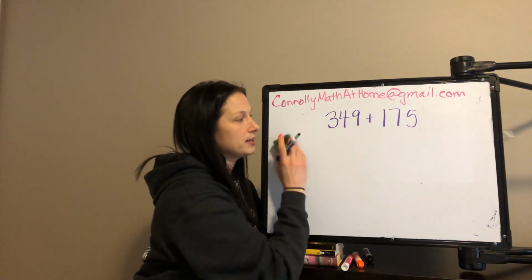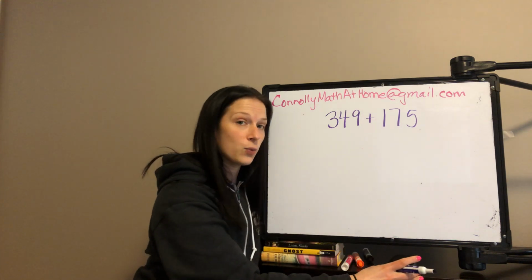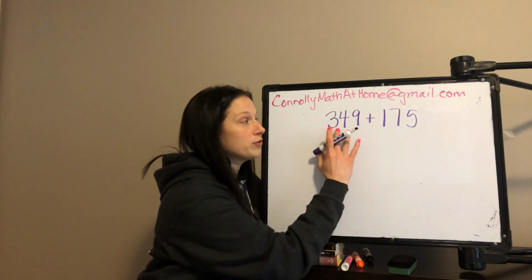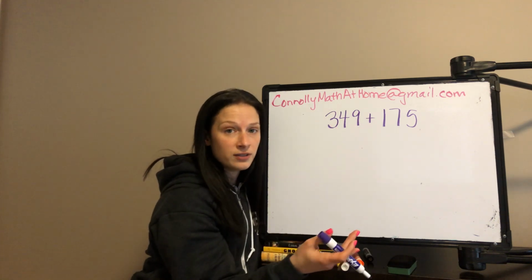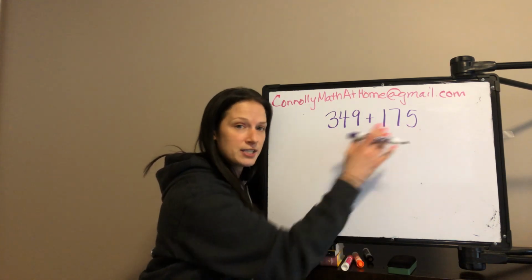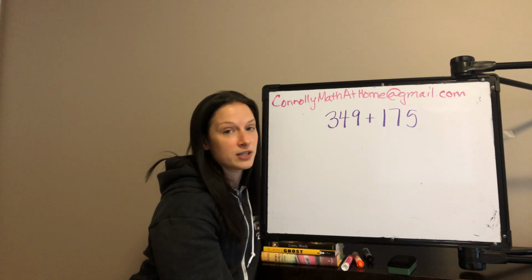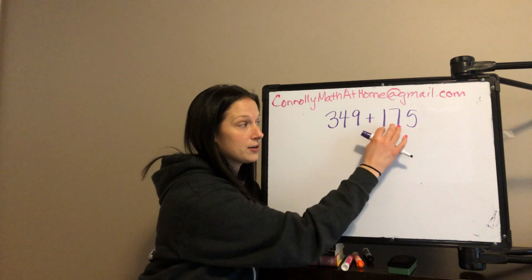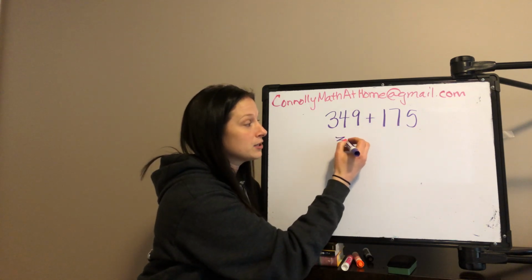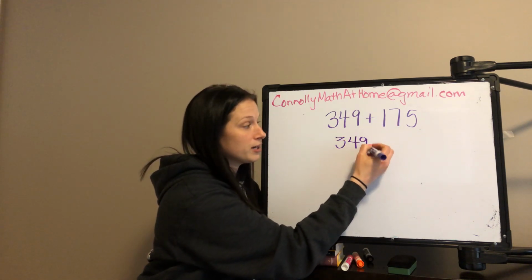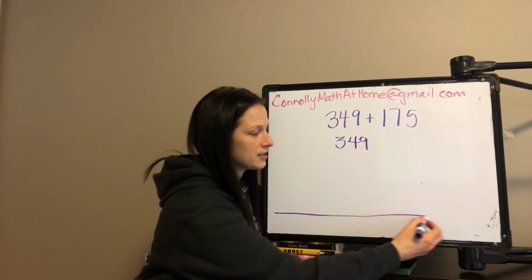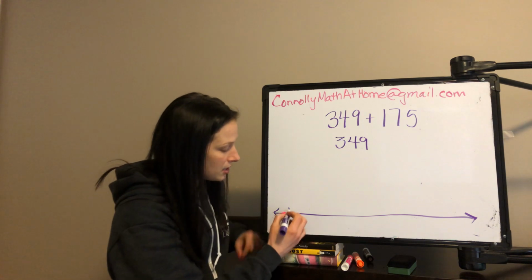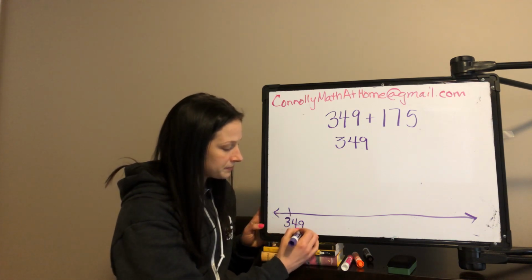So when we think about breaking one number apart, we want to make less work for ourselves. So if we keep 349 whole and don't break it up, it's less work to add 175. So let's look at what it looks like if you keep one number whole and break the other number apart by place value. So I'm going to keep 349 whole. I'll also show this on the number line because students might be doing that on the number line in their classrooms. So we're going to start with 349.